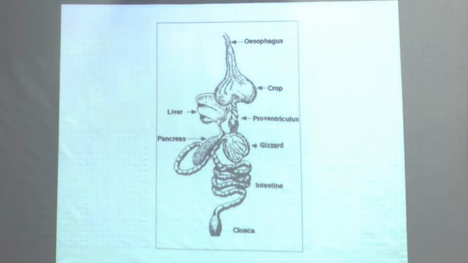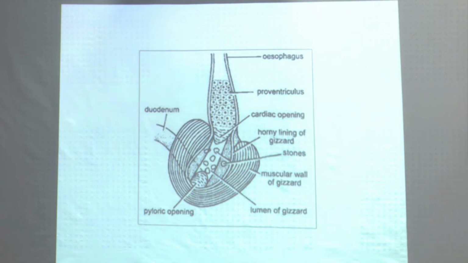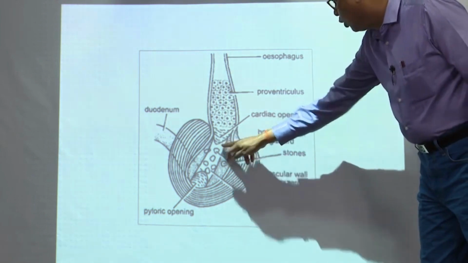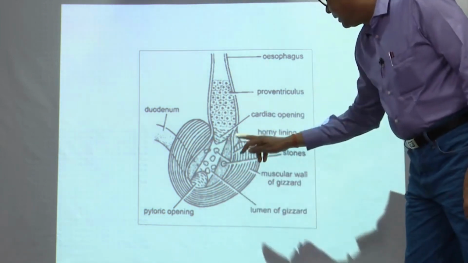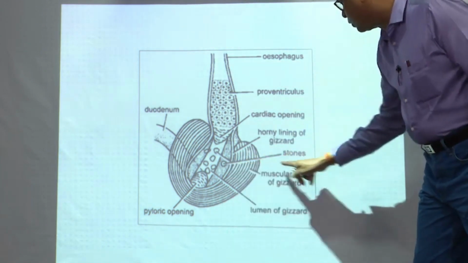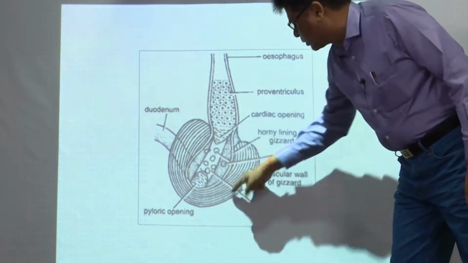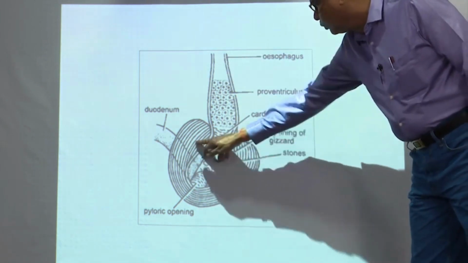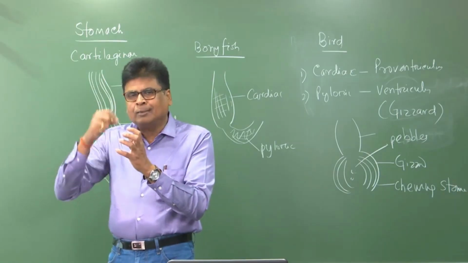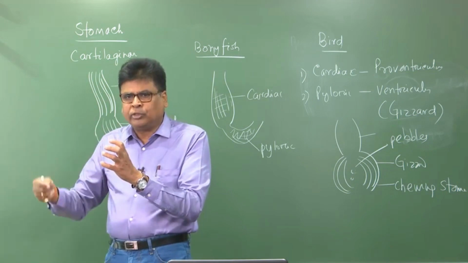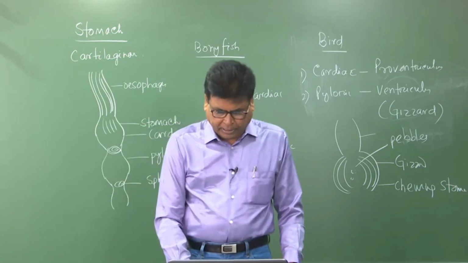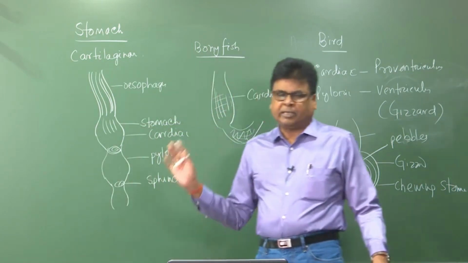Again I want to show you the detailed structure of the gizzard. This is the proventriculus, the stomach, and this is the cardiac opening, and this is the gizzard region. In this gizzard region you see some pebbles, some stones are present, and this is the longitudinal section showing the strong muscle of the gizzard. When the strong muscle contracts, the material present in the gizzard along with the pebbles will be ground. This is helpful for grinding of the food material in the gizzard of a bird.